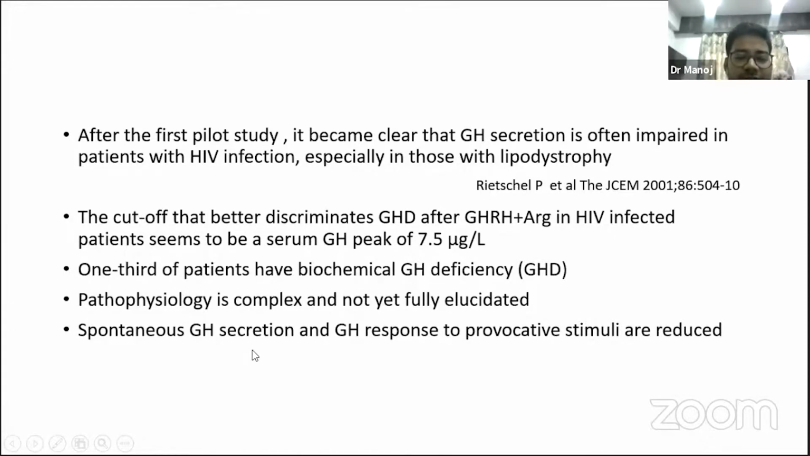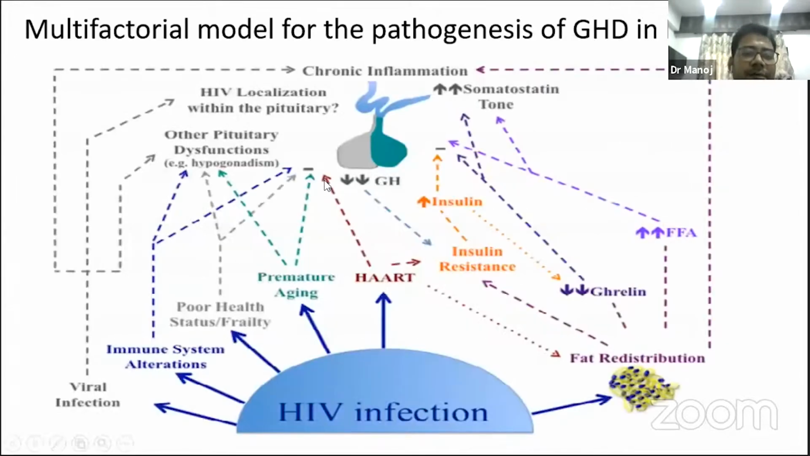Although the pathophysiology is complex and not fully elucidated, they found that spontaneous GH secretion and GH response to provocative stimuli were reduced. Now, coming to the pathophysiology and cause of this growth hormone deficiency in HIV patients, initially they postulated a fat-centric etiology for the growth hormone deficiency: HIV infection leads to lipodystrophy and fat redistribution, and also the ART used for the treatment of HIV infection leads to fat redistribution.